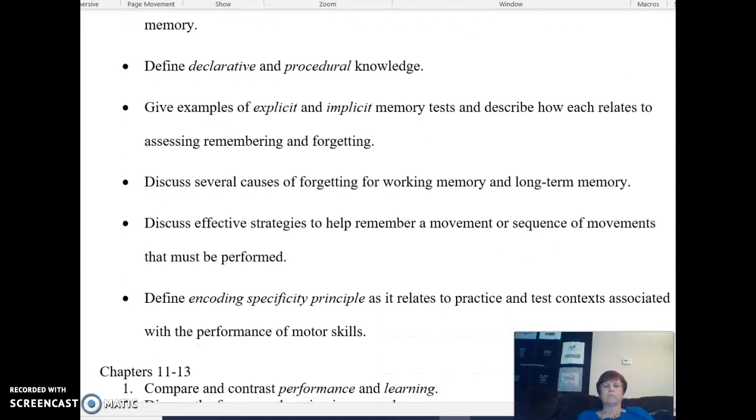We talked about proactive interference and retroactive interference. So make sure you can make a distinction between what is retroactive interference versus what's proactive interference. We also finished up that chapter.